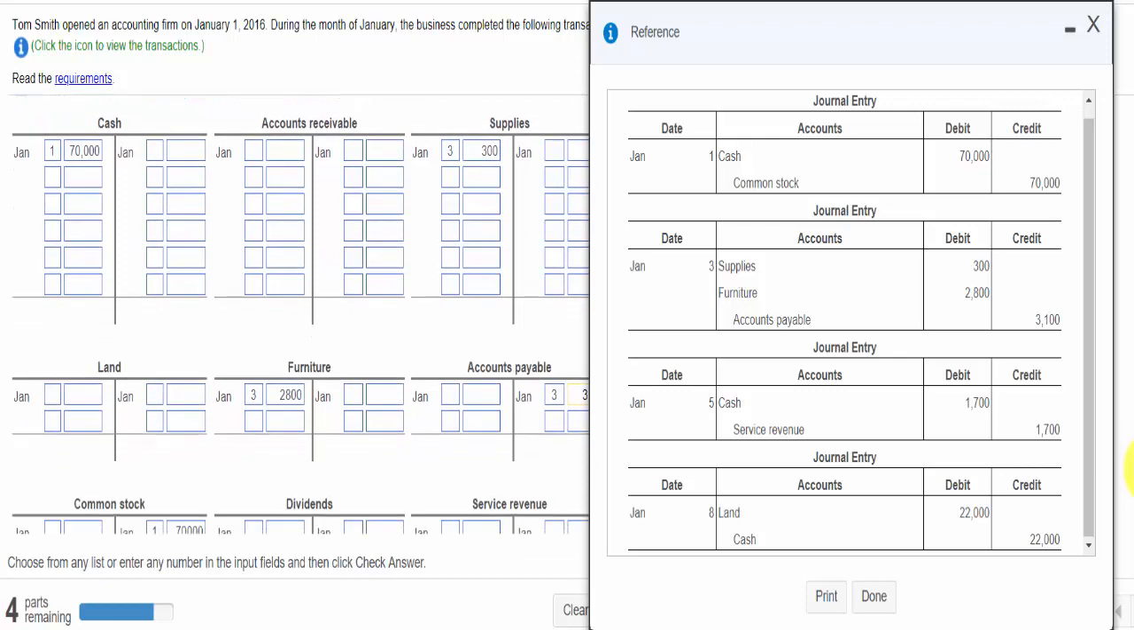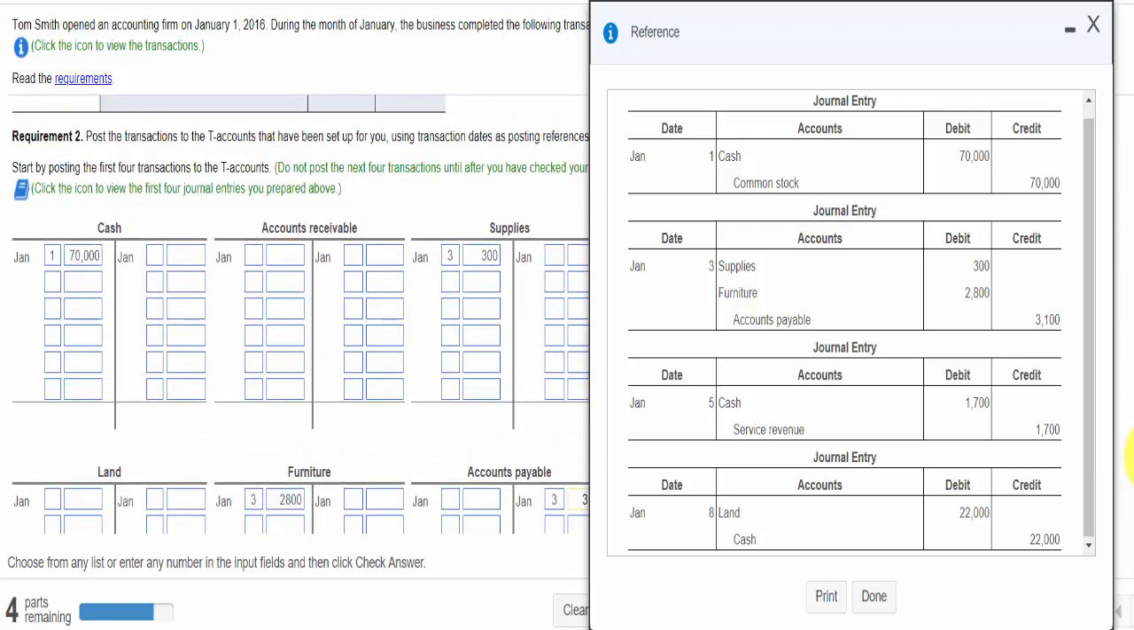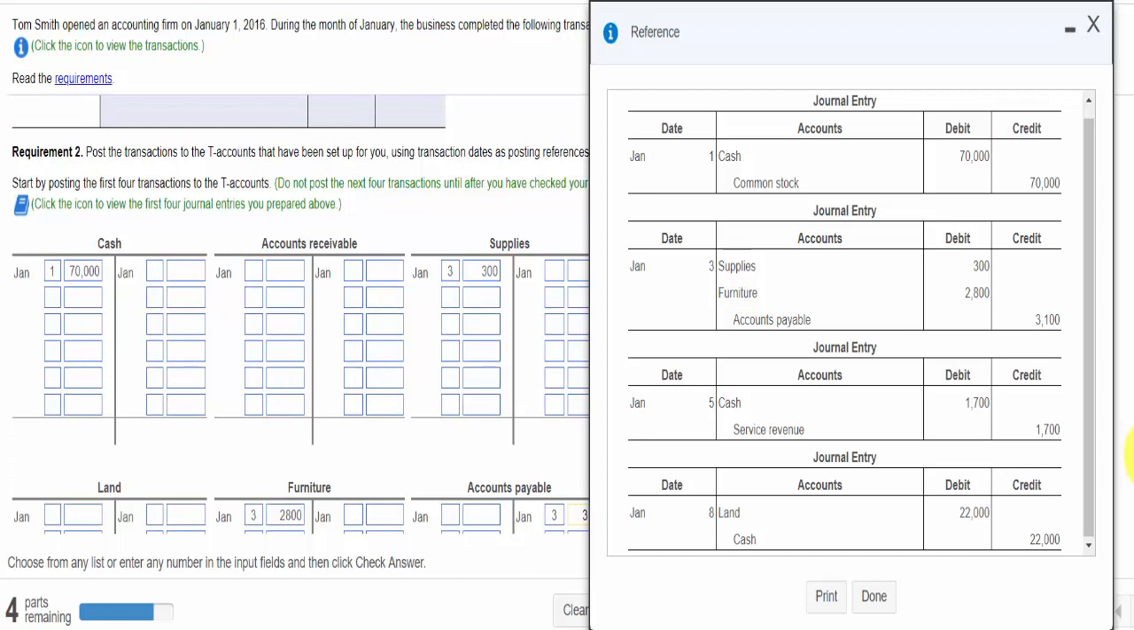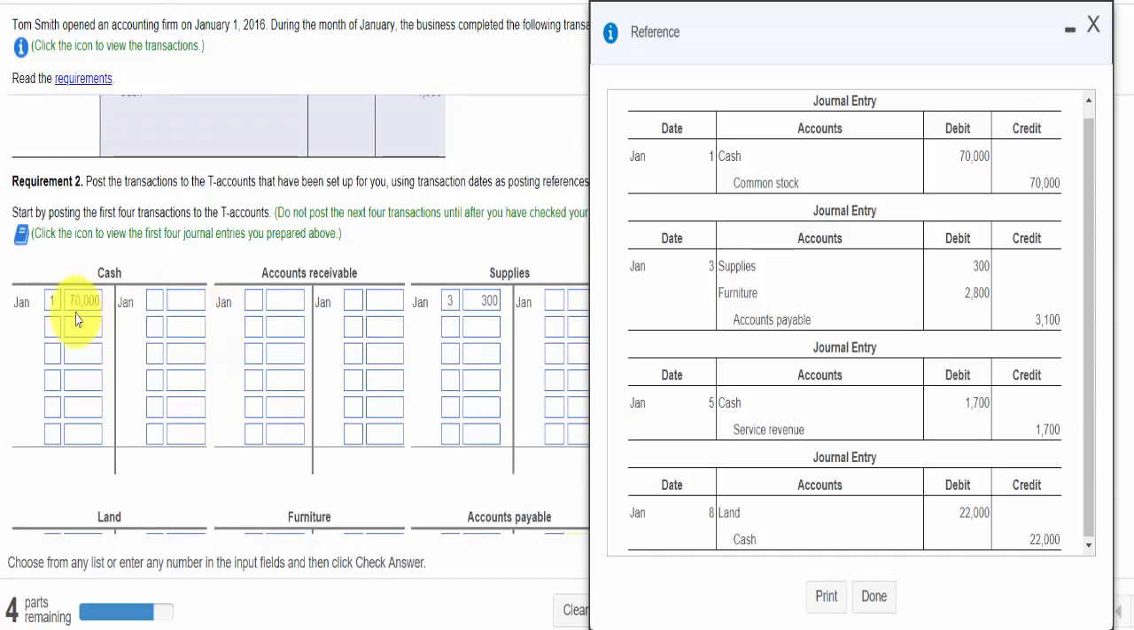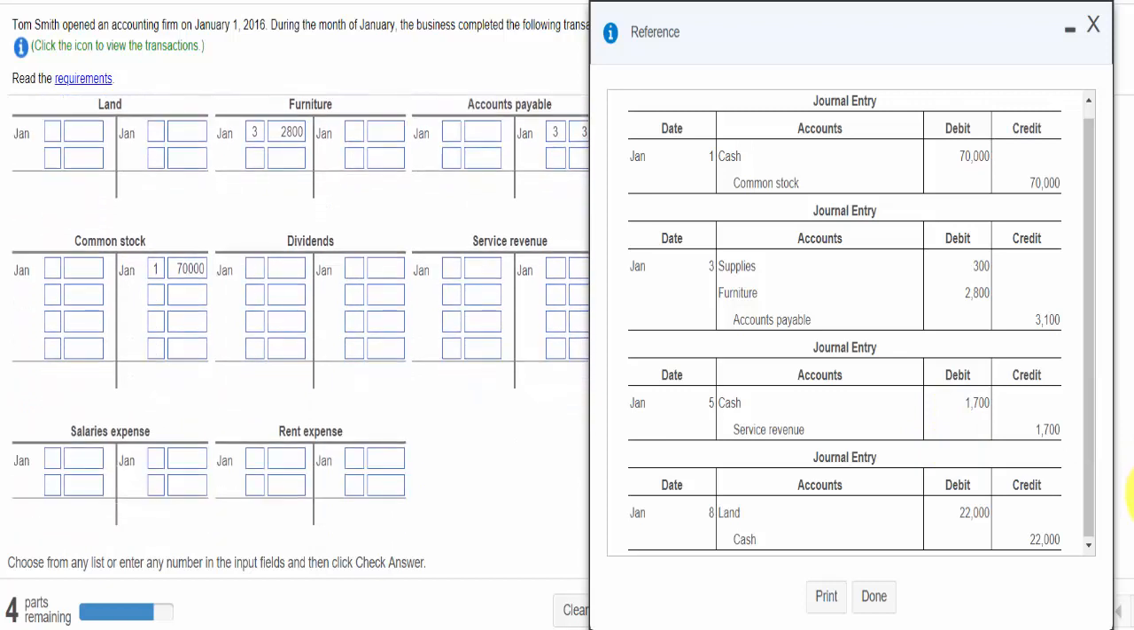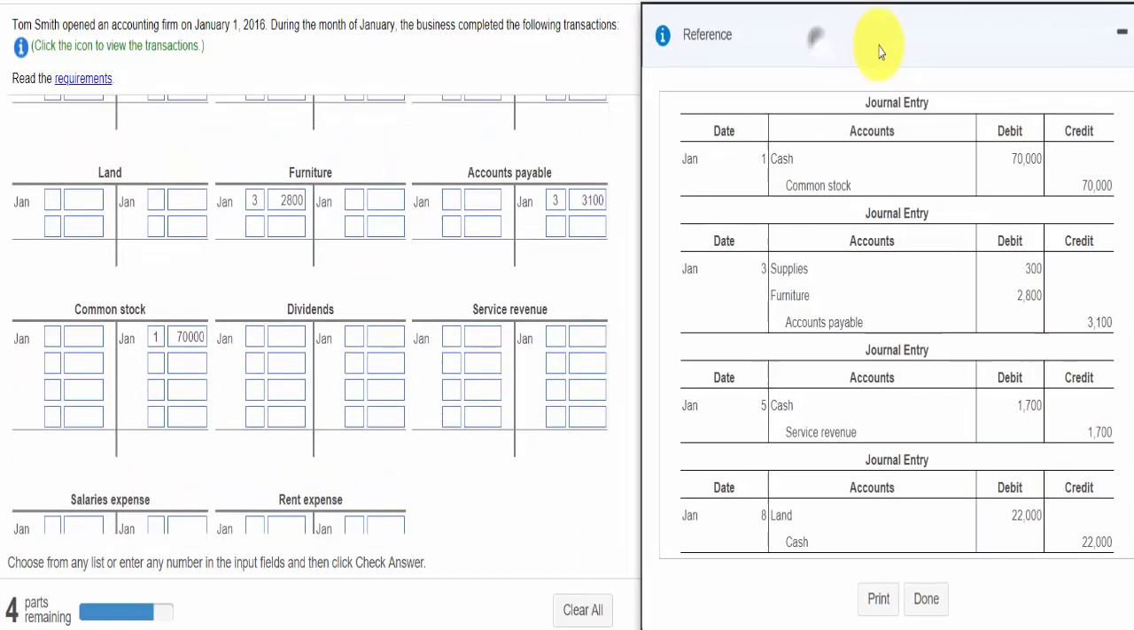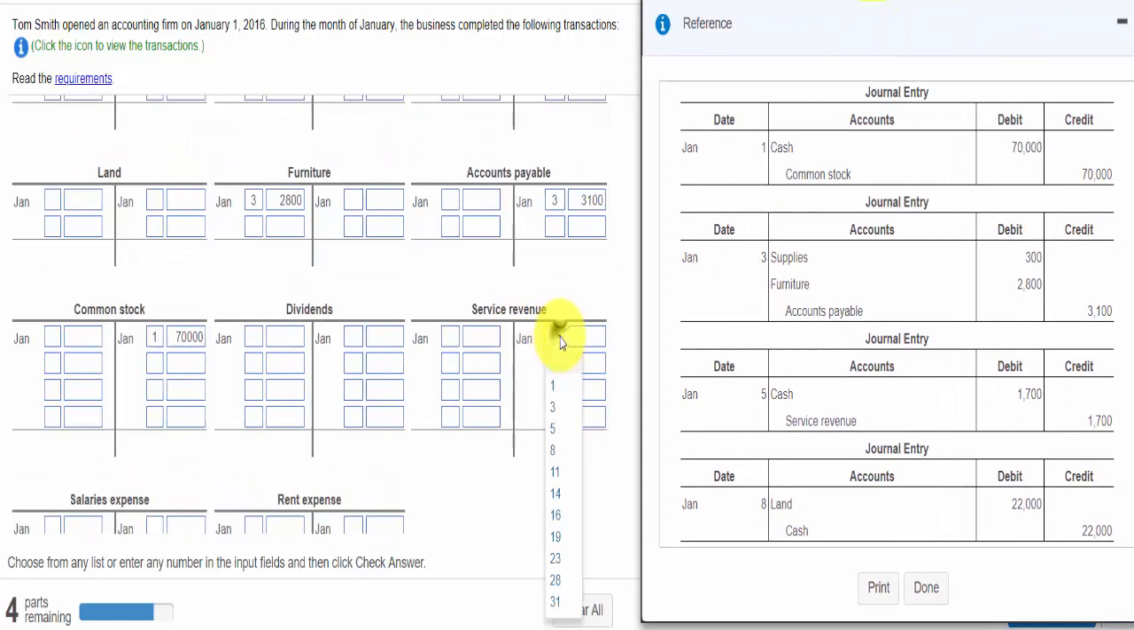Next is January 5, cash is debit 1,700. Cash is debited 1,700 and service revenue is credited 1,700. We will see the service revenue account. Here is the service revenue account. Select 8, write 1,500, 700.